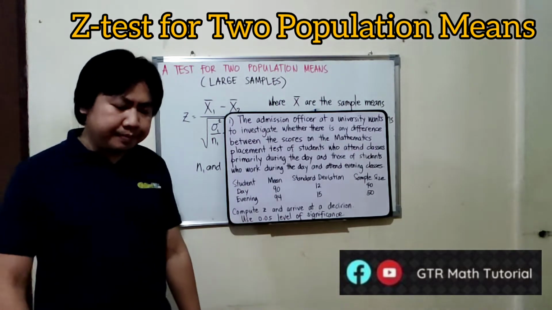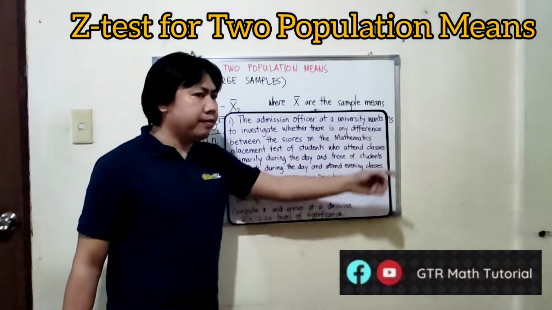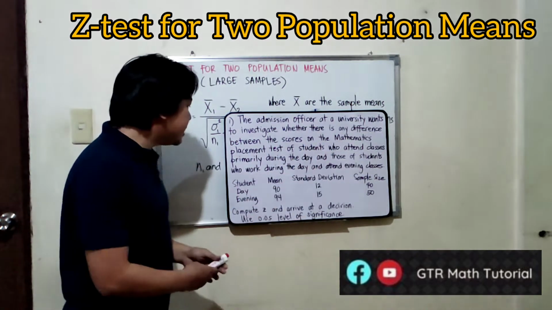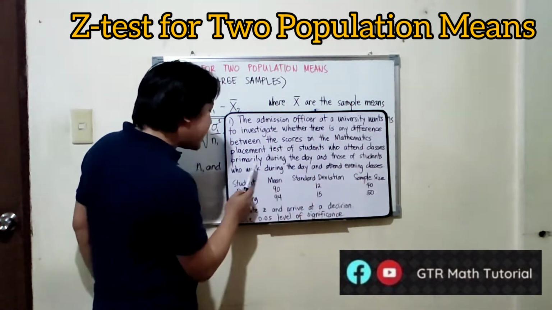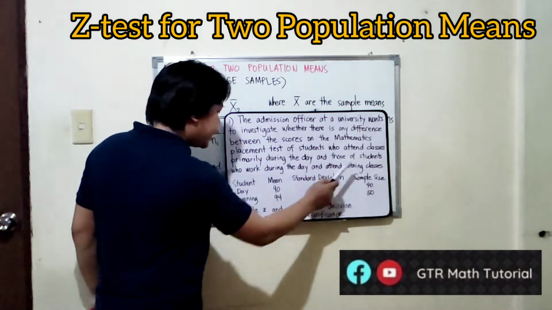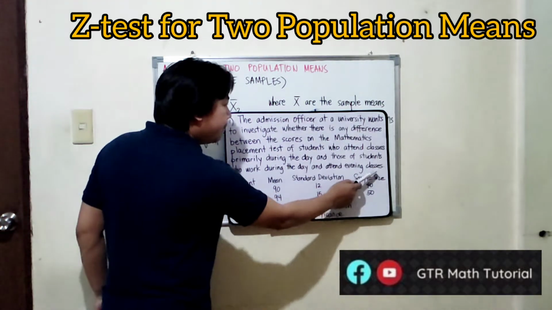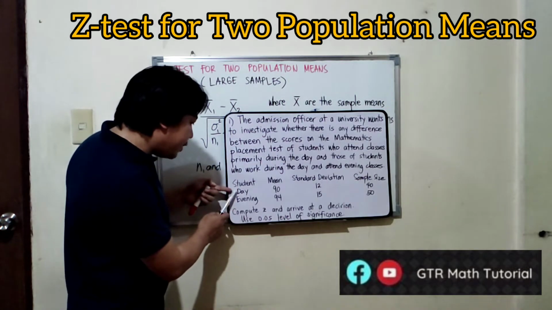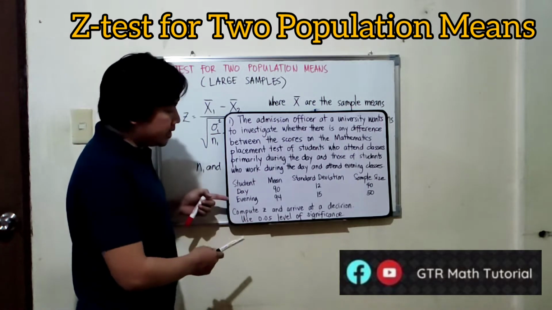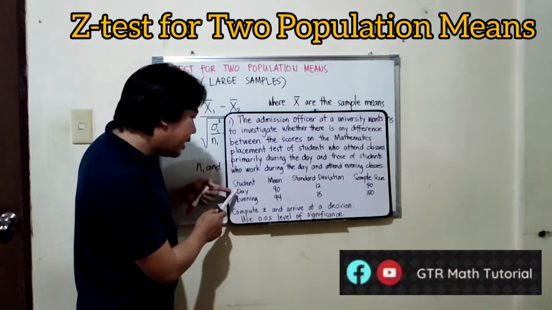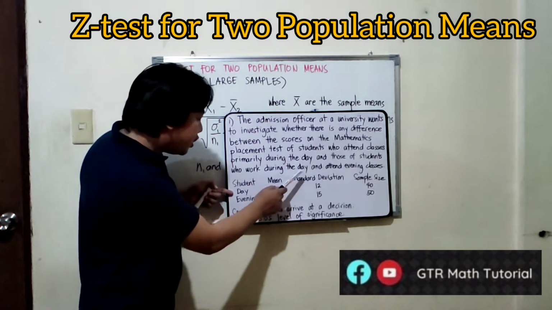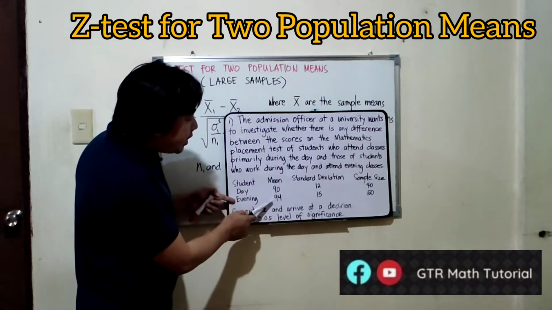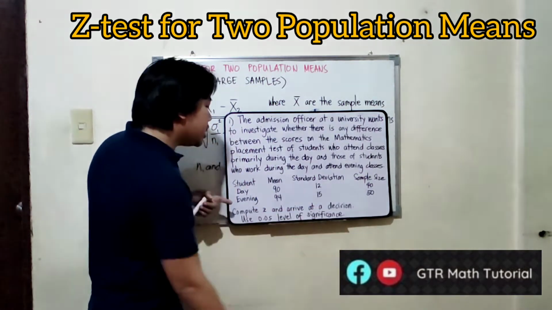Okay, so first example. The admission officer at a university wants to investigate whether there is any difference between the scores on the mathematics placement test of students who attend classes primarily during the day and those of students who work during the day and attend evening classes. So here's the data. We have students who attend day and evening classes. The mean for students who attend the day classes is 90, standard deviation is 12, and sample size of 40. Then for evening classes, we have a mean of 94, standard deviation of 15, and sample size is 50.